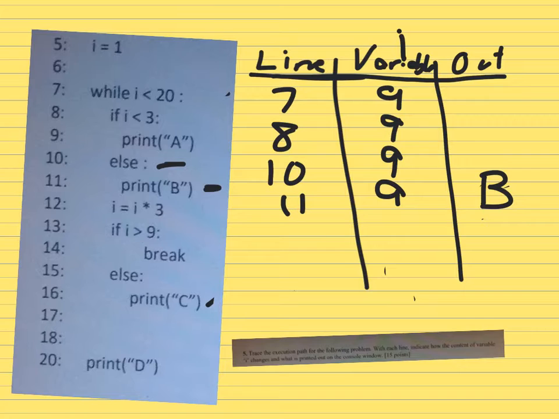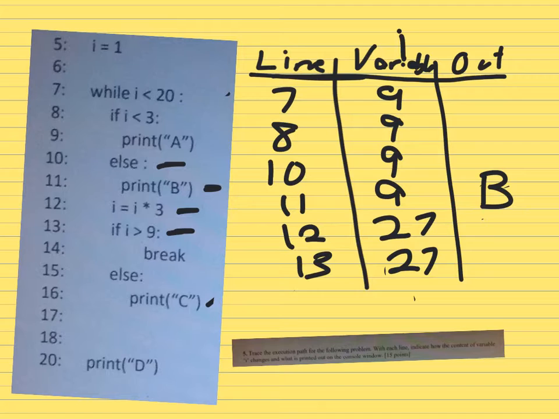Go to number 12. Let's do an increment. So I times 3 is assigned to I, so that's now 27. Let's go to number 13. I is now greater than 9. That's true. So that means we'll go to number 14.